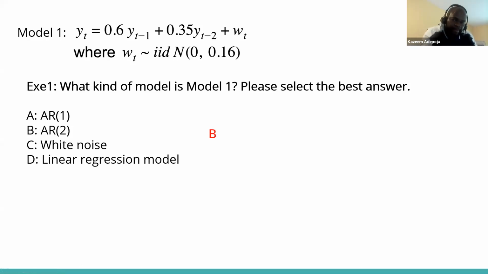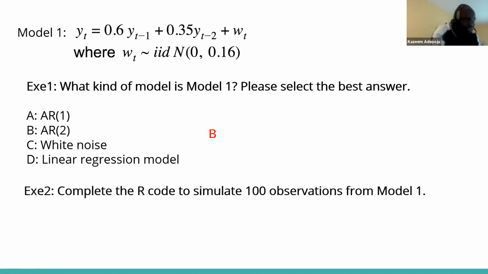Can you guys hear me? Yes. Yeah. Okay, so does that mean everyone is good with what I just explained right now? Yes. Okay, thank you so much. So this is an autoregressive model of order two. I think you can see that now. So that is why we select B.